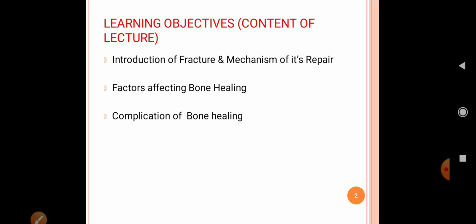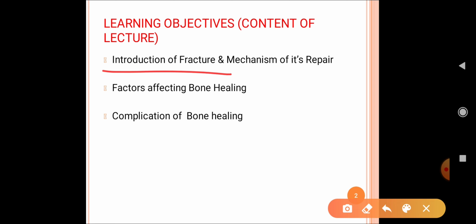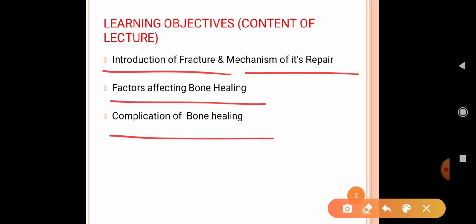Before starting any topic, the students should be familiar with their learning objectives, which are the content of the lecture. The students should be clear what they need to know at the end of the lecture. At the end of the lecture, you should be familiar with the definition of fracture, that is, the introduction of fracture, which includes the definition and the types of fracture. You should be familiar with how a fractured bone is repaired, with the factors affecting bone healing, and finally with the complications of bone healing. So these learning objectives clear almost the whole aspect of the fractured bone.